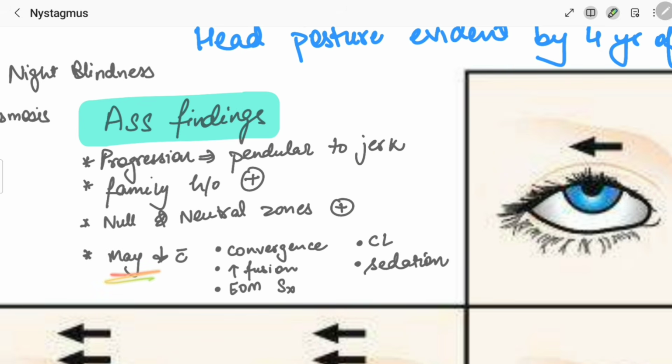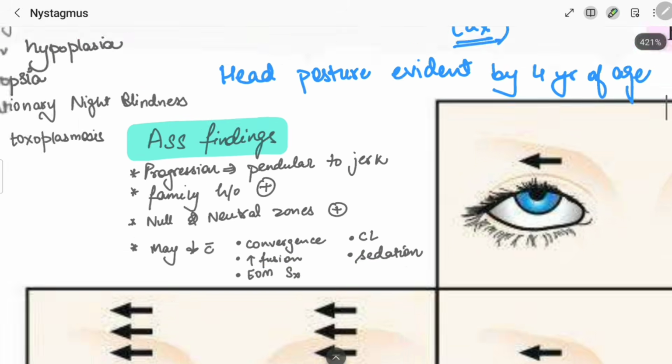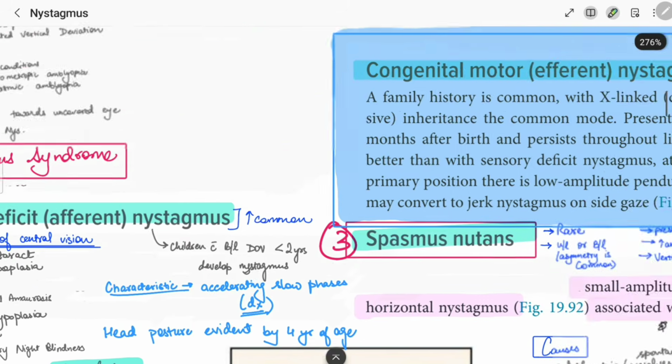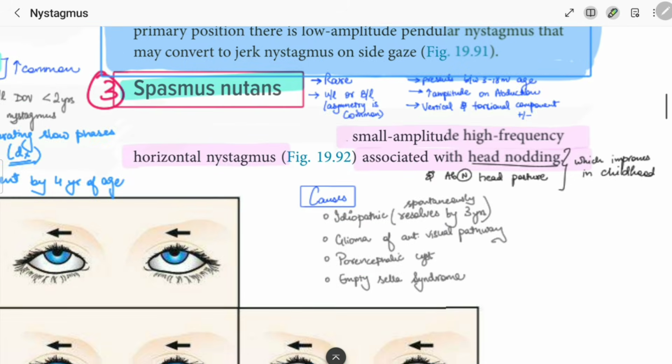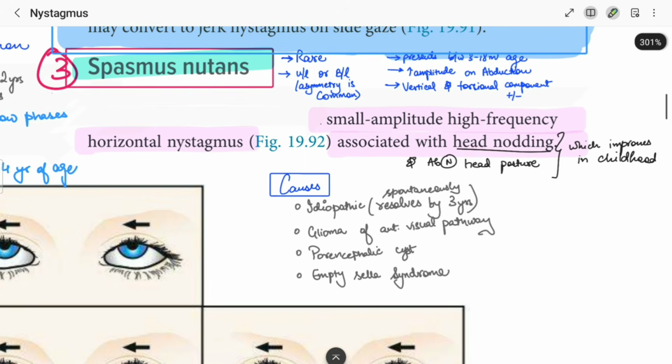Also, this nystagmus may decrease with convergence, with the increasing fusion, or with any kind of extraocular muscle surgery, like we can do for strabismus, or with contact lenses and with sedation. Now, coming to spasmus nutans, that is the third type of congenital or early onset nystagmus.